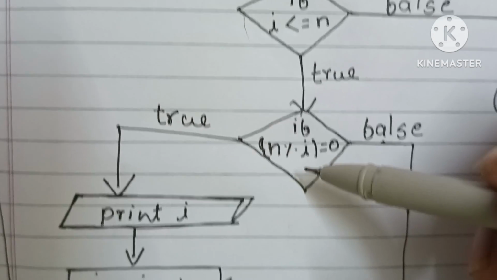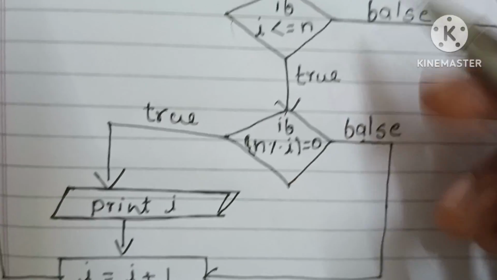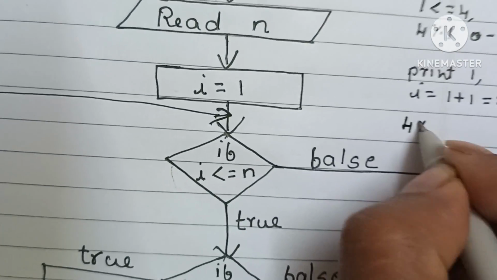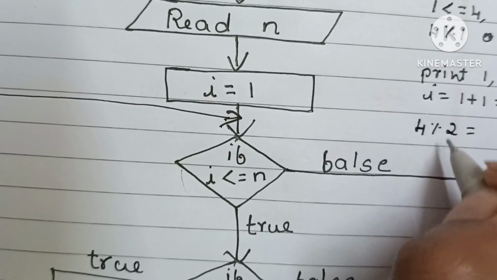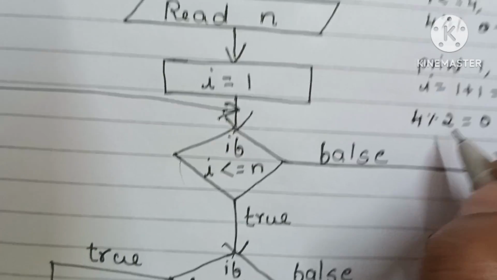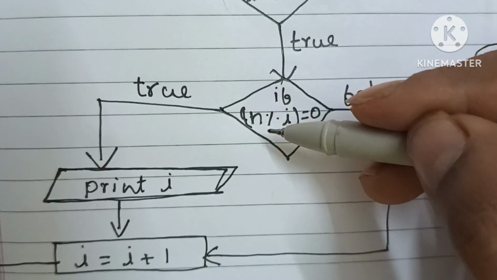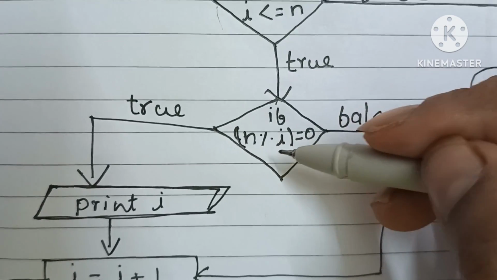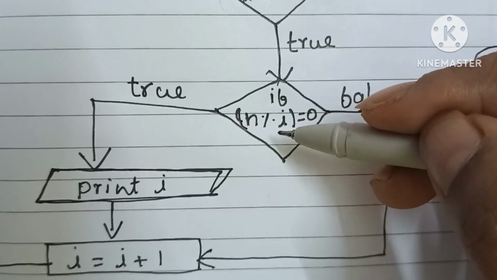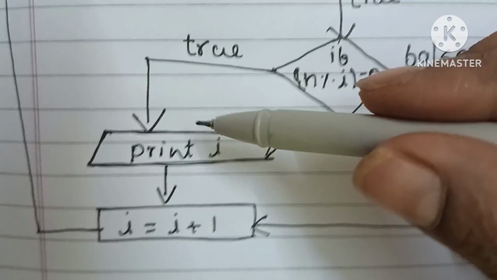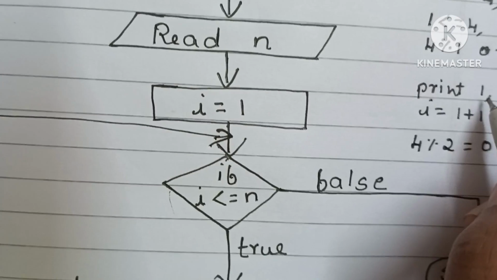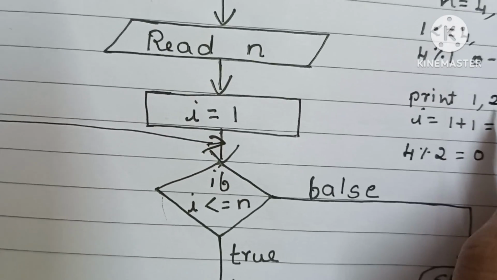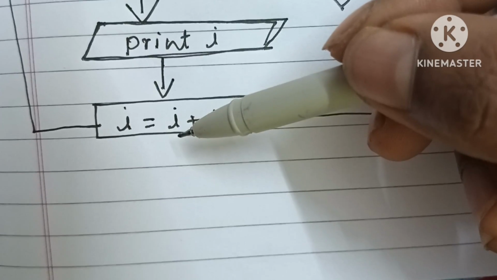So again it will check 4 modulo I, that is 4 modulo 2. It gives 0 remainder, right? That is 4 modulo 2 is equal to 0, so 0 equal to 0, this condition is true. Then again it will print the I value. Here we already printed 1. Next we have to print 2. 1, 2.